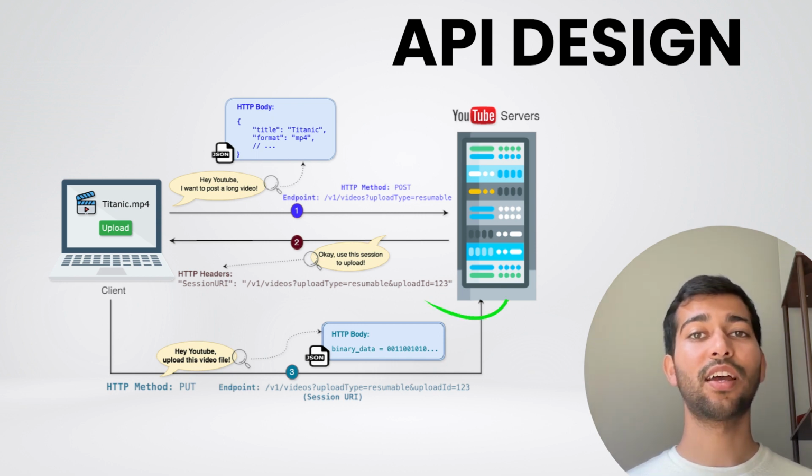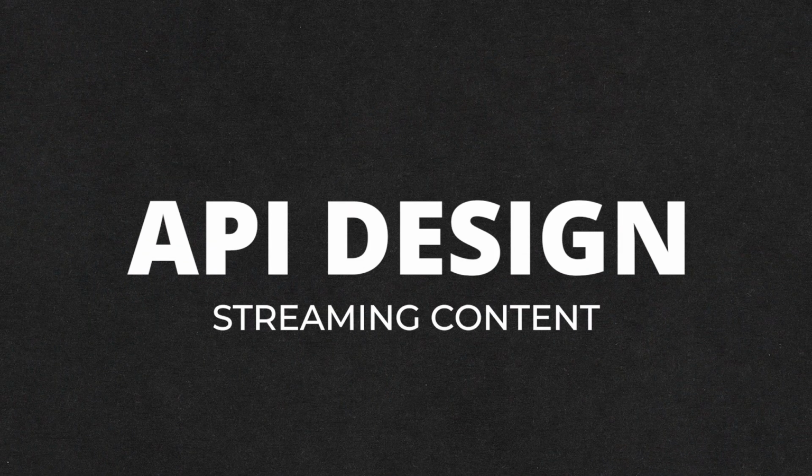That session URI is being used in the second request, where the client is trying to upload the video content to the YouTube server. Let's now move on to the API design for streaming a content.